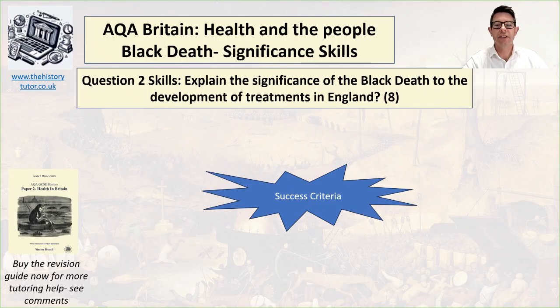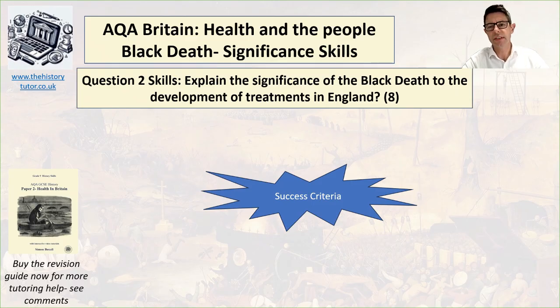Okay, let's take a look at the question then, shall we? It says, explain the significance of the Black Death to the development of treatments in England or Britain, it could say as well. This is always going to be the question 2 style in the AQA exam. It's always going to be a significance question. So obviously it's slightly different. We're going to think about what that means. So have a look at the words in the question.